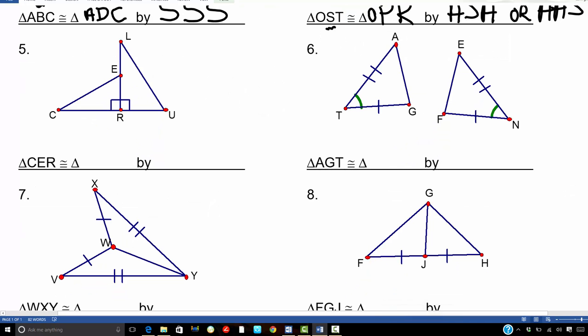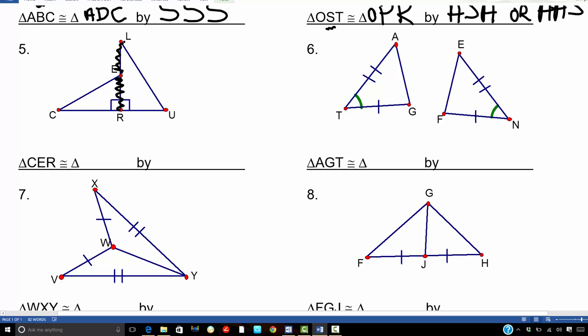Number 5, the only thing they've given to us is both of those triangles, triangle CER and LRU. They both have a right angle, so they do both have an angle in common. They do not have a complete side in common. Triangle CER has this side. The other triangle, though, has that side plus a little bit more. So they don't have a complete side in common.